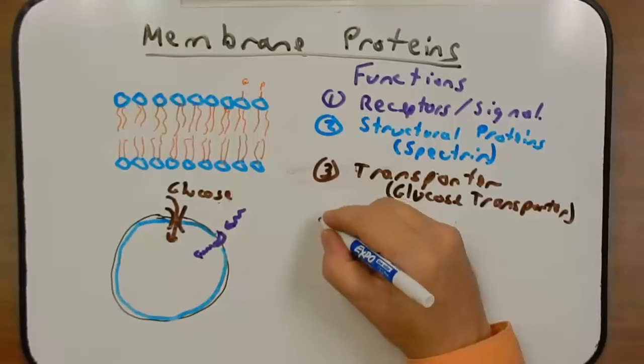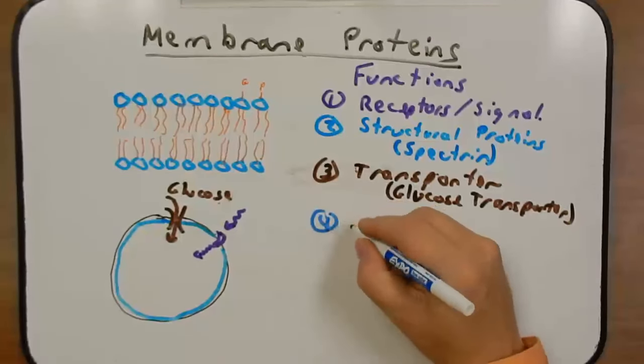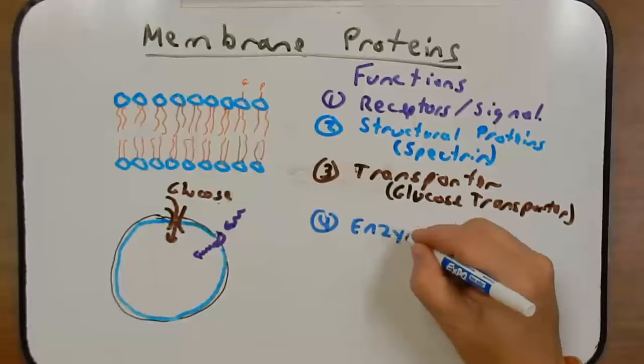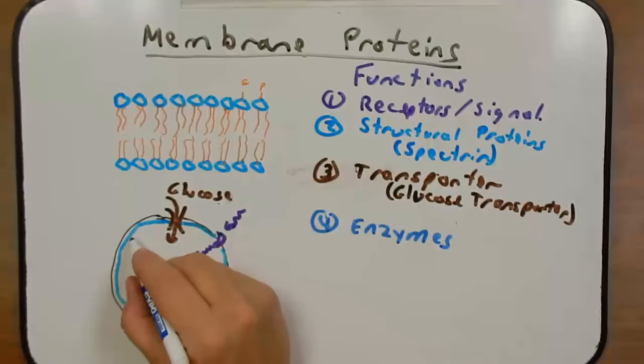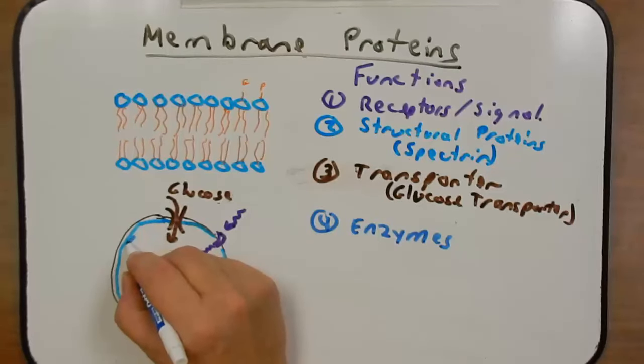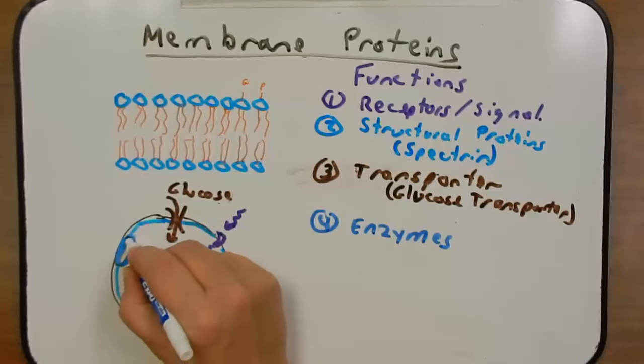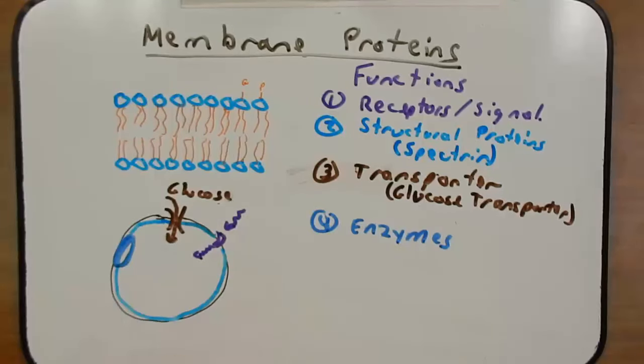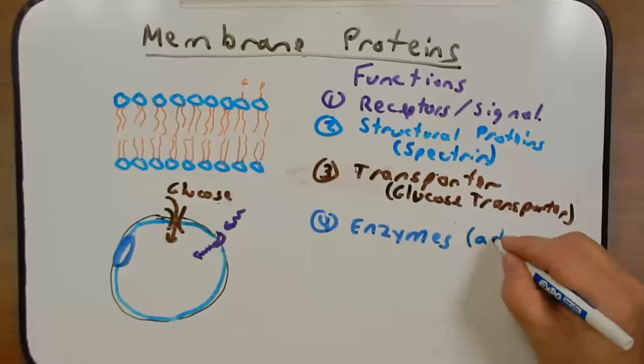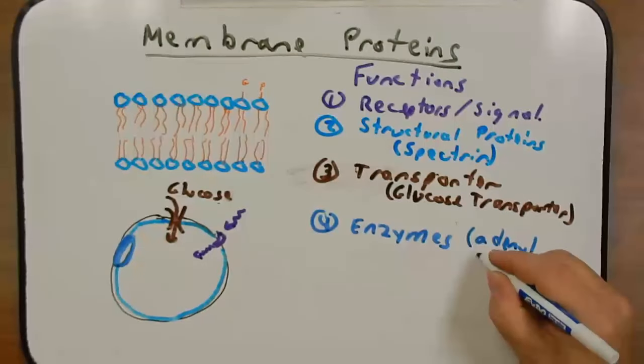Next, I want to bring up the example of enzymes. We've of course talked about enzymes a lot, and we will continue to talk about enzymes a lot, but enzymes can sit right here on the border of the plasma membrane and carry out enzymatic reactions. A good example of this is adenyl cyclase.